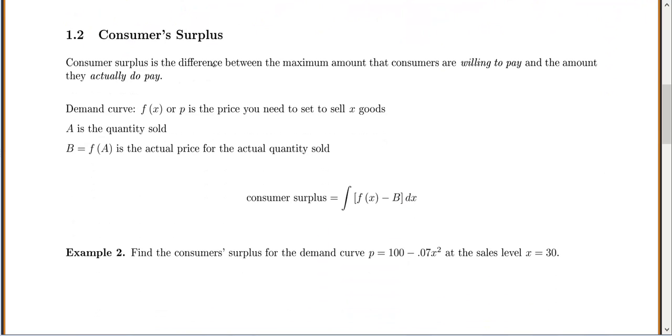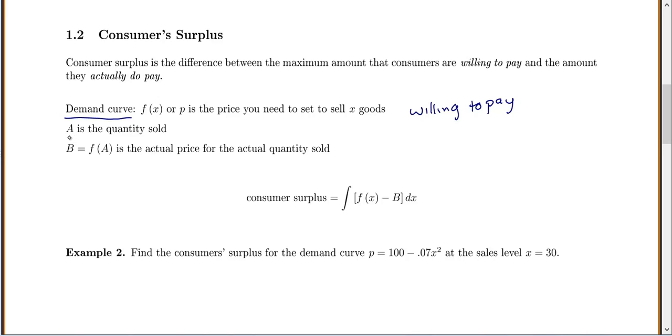Now, consumer surplus. Okay, so this is a business application. Consumer surplus is the difference between the maximum amount that consumers are going to say they're willing to pay and the amount that they actually do pay. Okay. So the demand curve is kind of our theoretical, or what we're willing to pay. Or it's the price that you need to set to sell x goods. So if the person knows they want to sell 1,000 books, what price do they need to set? What price are people willing to pay so that they can sell 1,000 of them?